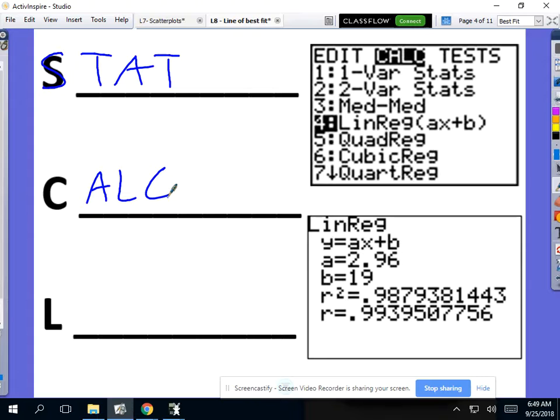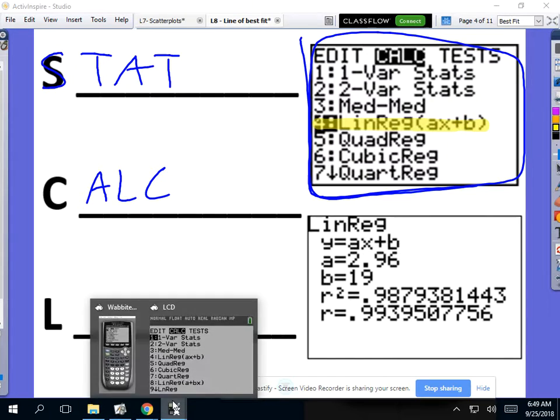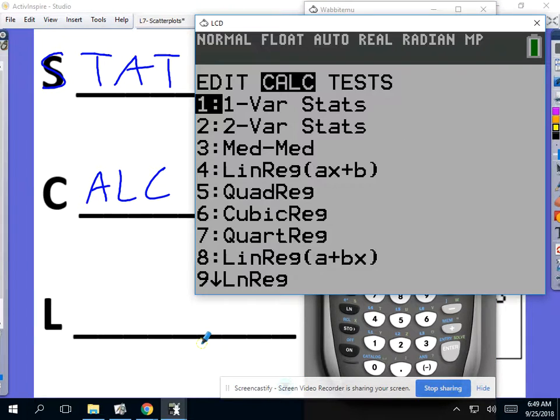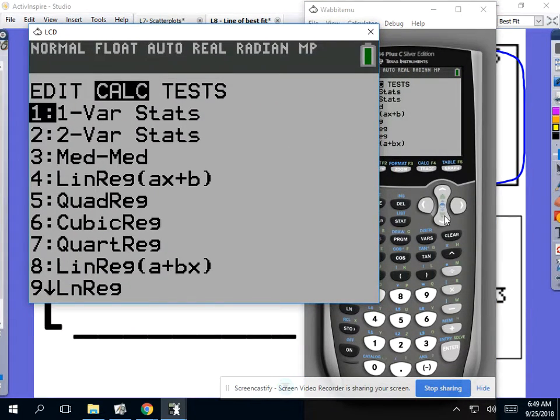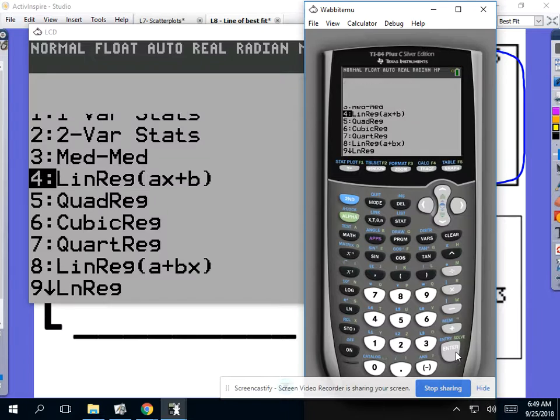When you get there, you're going to see this screen right here on the right-hand side. There's only one thing we care about on this screen right now, and that is our linear regression, line 4. I'm going to highlight it right here. So line 4 is the one that we want. I'm going to scroll down here to line 4. Notice it says LinReg. That's our linear regression. Hit enter.